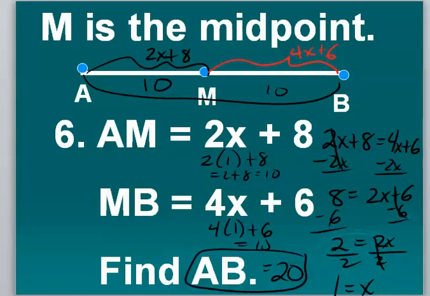And again, as long as you're comfortable with your x value answer, you could have repeated the 10. Plugging back in for MB just guaranteed that we had the right answer.